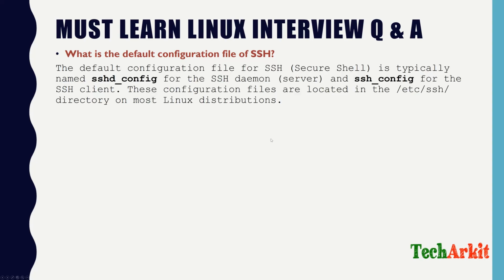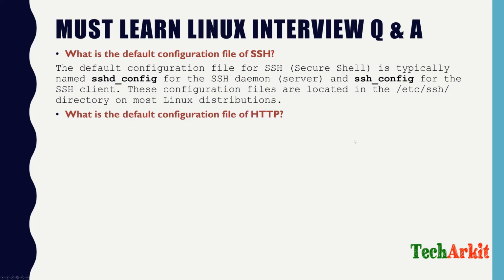Let's see what the default configuration file of SSH is. The default configuration file for SSH is typically named sshd_config for the SSH daemon and ssh_config for the SSH client. These configuration files are located in the /etc/ssh directory on most Linux distributions.